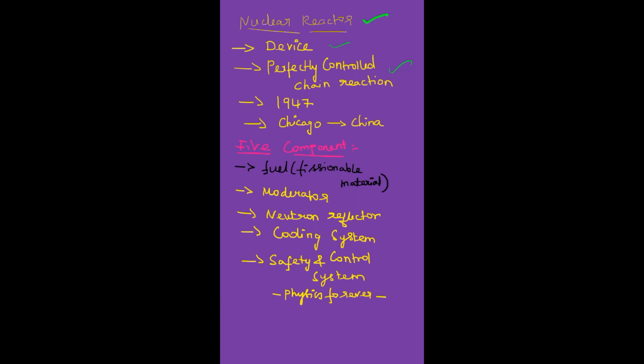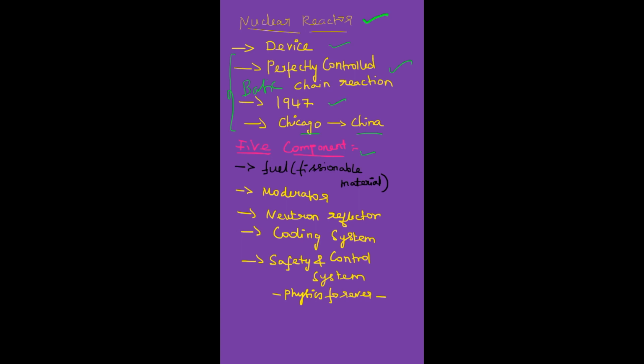Nuclear reactor was first built in the year 1947. So the nuclear reactor was first available in Chicago. So these are all the 4 point basics and most important. Then in a nuclear reactor there should be 5 components.